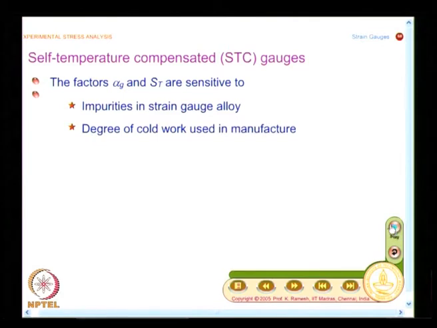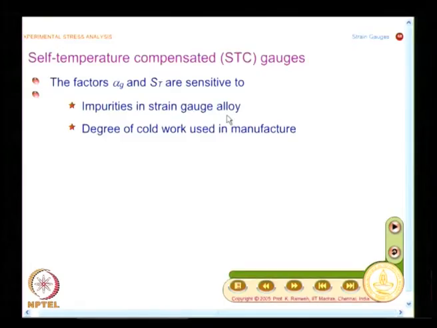And in the literature it will be abbreviated as STC, and fortunately you find the factors alpha g, that is the coefficient of expansion of the gauge material, and the sensitivity of the strain gauge material to temperature change, are sensitive to impurities in the strain gauge alloy. See, normally you do not want to have any impurities. When you are making an alloy, you want that to be free of impurities, so that it gives you the desirable material properties that you look for. But in this case you find impurities play a role. So, by modifying the impurities, it is possible for you to control alpha g and St.